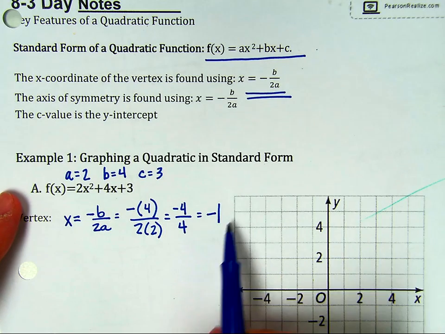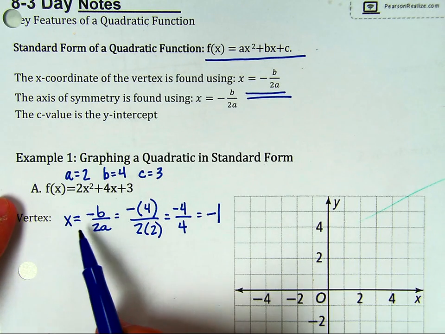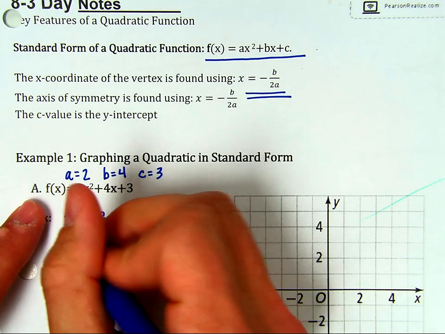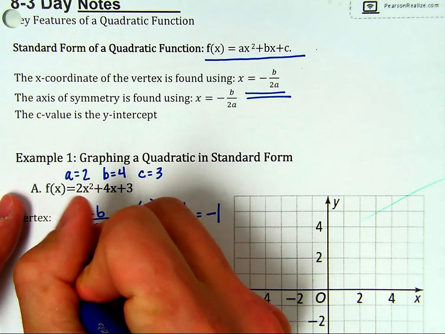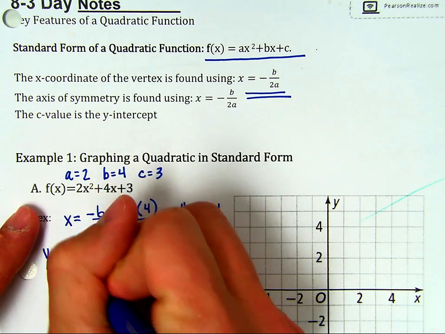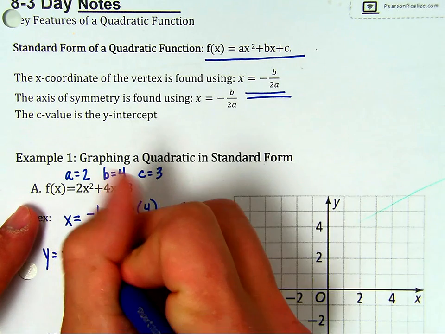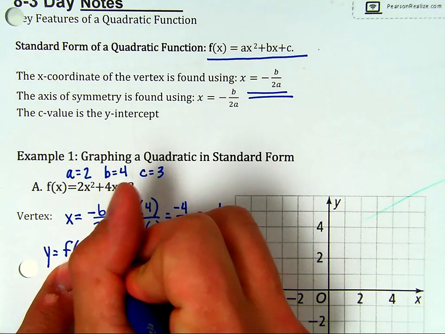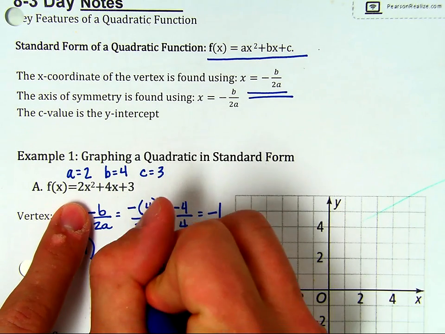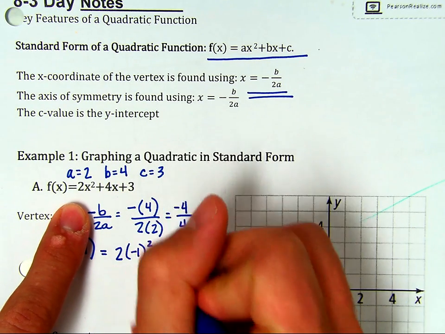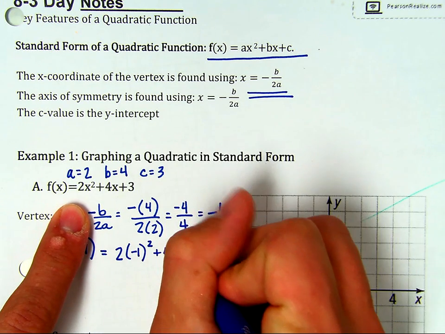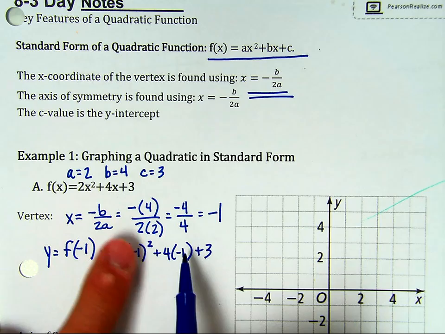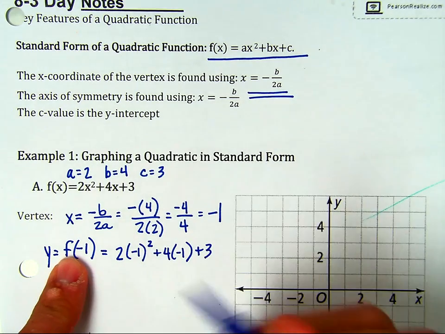Now, this right here only represents the x value of the vertex. So to find the y value, we take this number and plug it in for x. So y is equal to f of negative 1, which means we take negative 1 and plug it in. Here we have two x values, so I put negative 1 in for both of those.